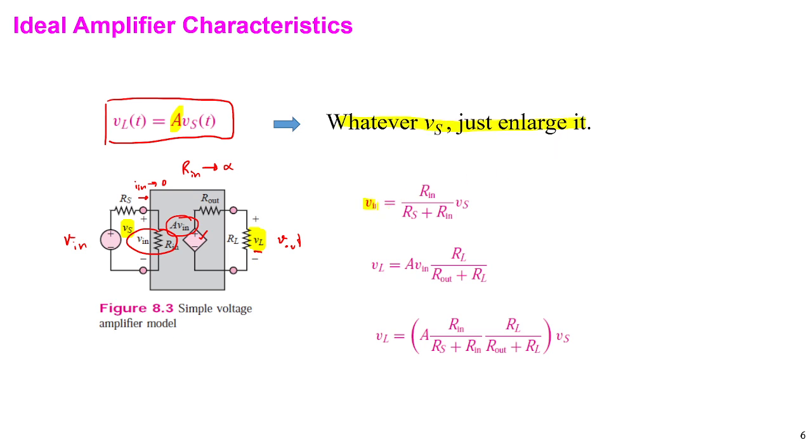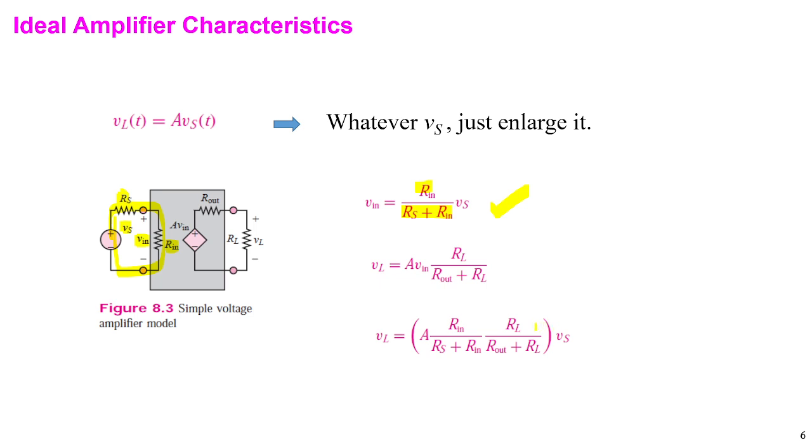In this case, V in is equal to R in here. First, we look at the left hand side of the circuit. For the relation between V in and Vs, we can use the voltage divider. The voltage divider says that V in is R in divided by Rs plus R in, times Vs. This is the left hand side. Then we have A V in here on the right hand side of the circuit, and VL would be RL divided by R out plus RL.